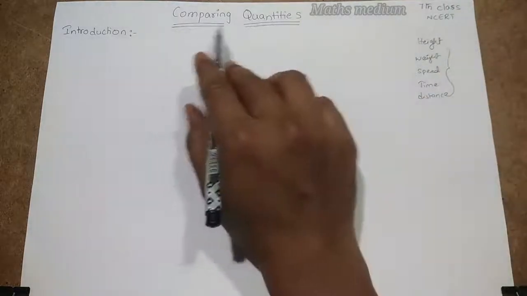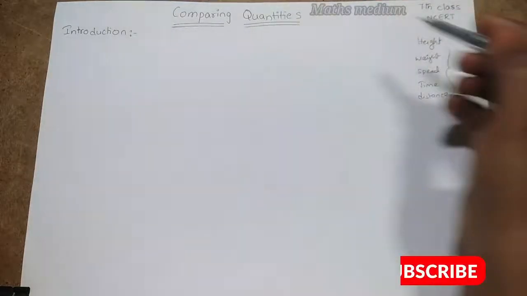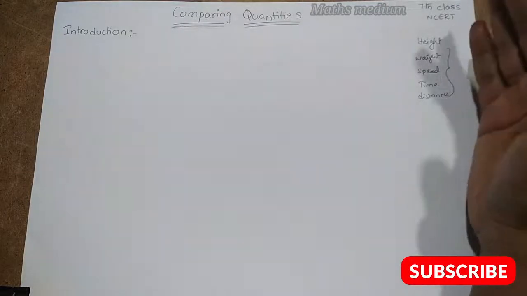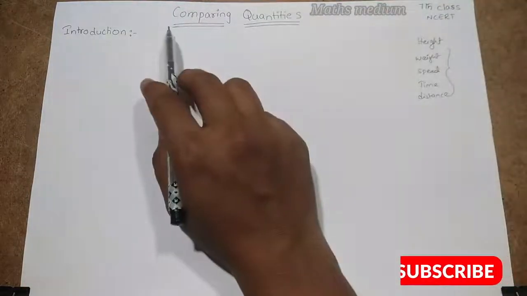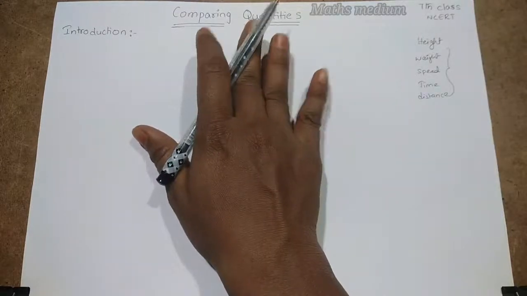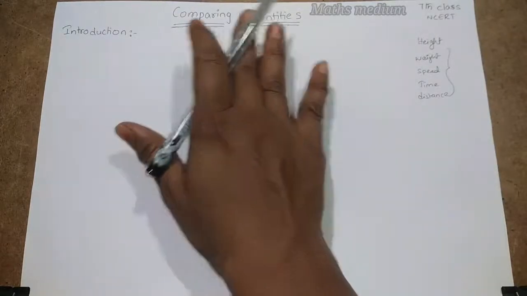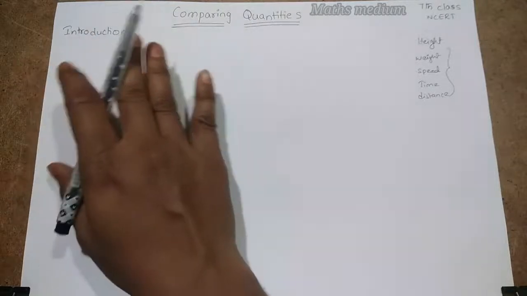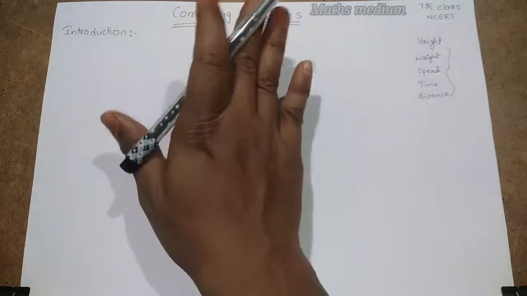But here, in comparing quantities, what is a quantity? These are the quantities in our daily life. But here we are going to compare the quantities. This is the main theme of this comparing quantities chapter. Okay, let's start with the introduction. First of all, we have to know what it is to compare a quantity.